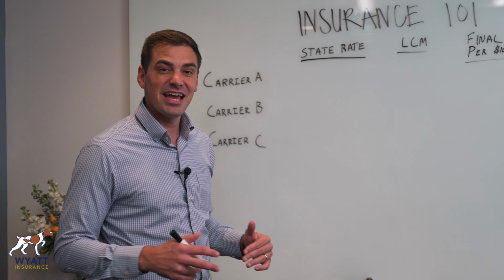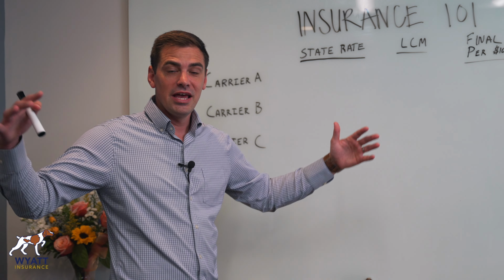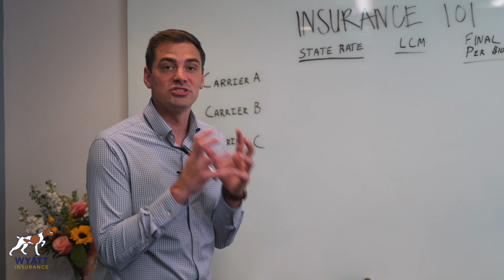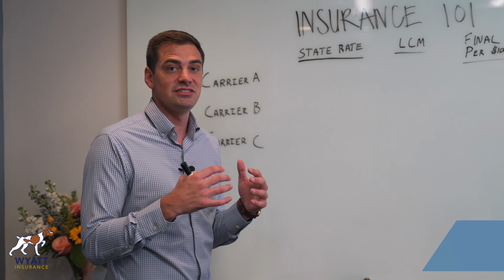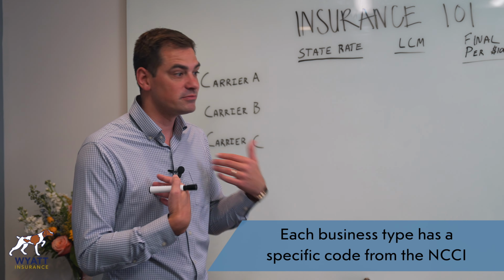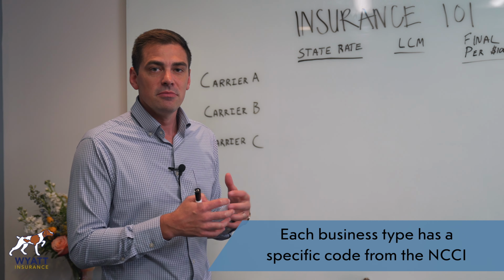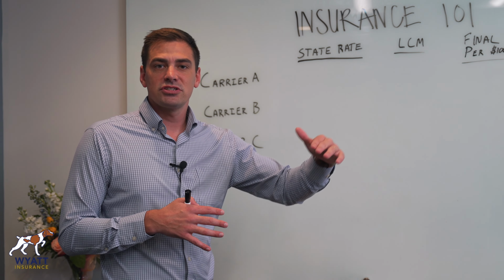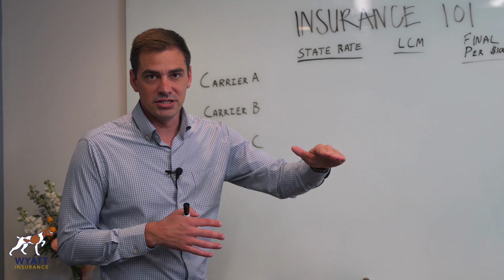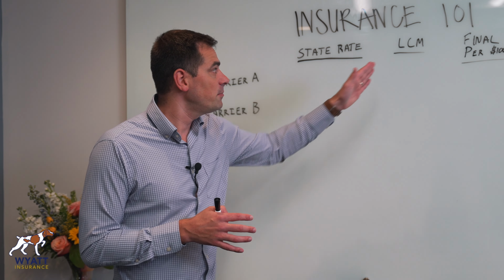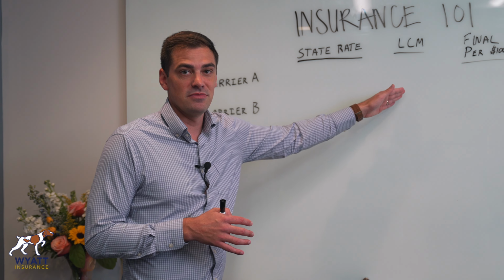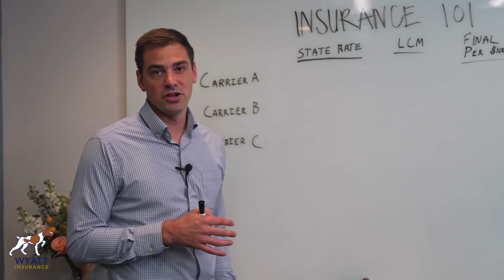So the state takes every single code and gives it a very specific rate based on what the NCCI, who does all of work comp, specifically here for the state of Tennessee and a number of other states throughout the country, says. They say, hey, we believe this code needs to be this much. But then you've got a couple other factors, including the LCM, that determines your final rate per $100 of payroll.